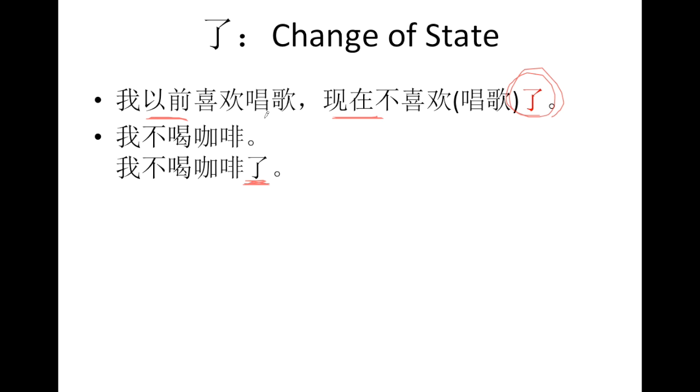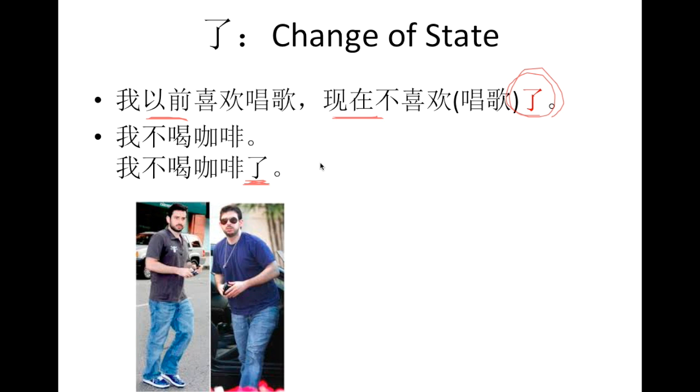So both sentences we have covered now, 我以前喜欢唱歌，现在不喜欢了, and 我不喝咖啡了, use negative sentences. But we can actually use this structure in a positive sentence. 比如, look at these pictures. This is your friend. This is him 3 years ago. This is him right now. So, what have you noticed between these two photos? How has he changed between the past and the current time?